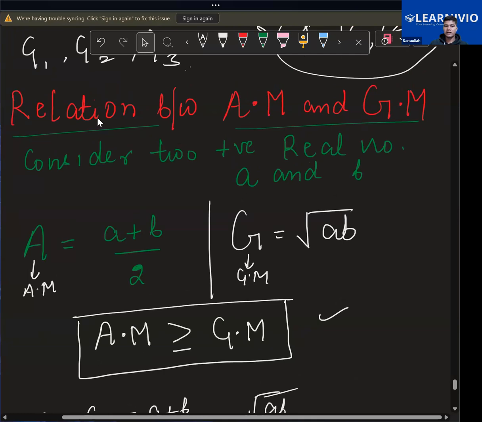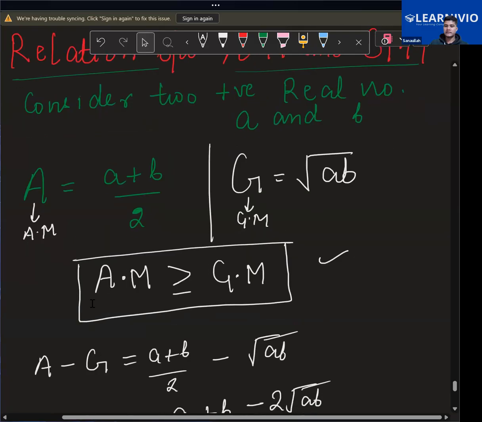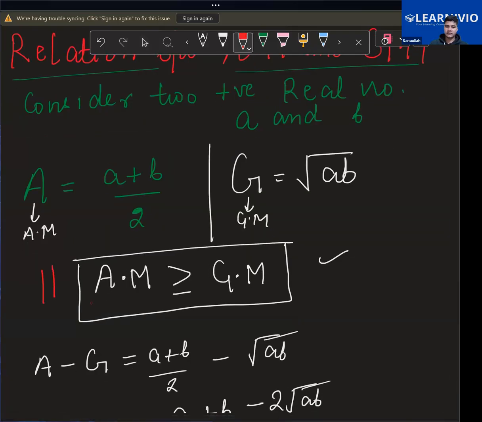See what you have to learn. The relation between arithmetic mean and geometric mean. We have considered two positive terms. So here what you have to remember is AM, how you find AM, that is (a plus b) by 2. This is how we find arithmetic mean. And geometric mean is under root of ab. You have to learn only this relation, that AM is greater than or equal to GM. This is the important thing.